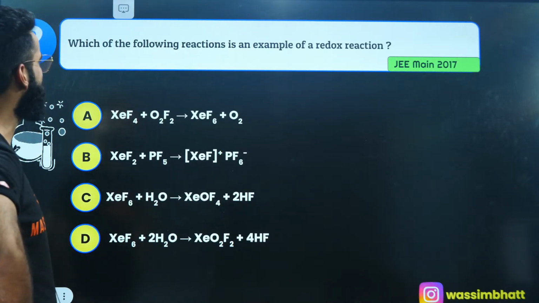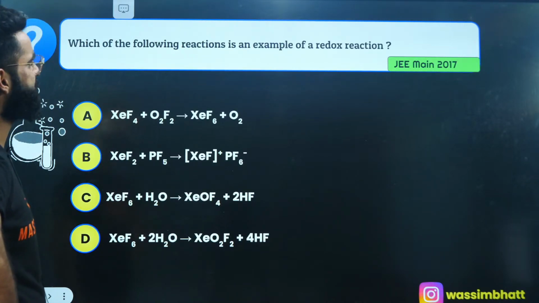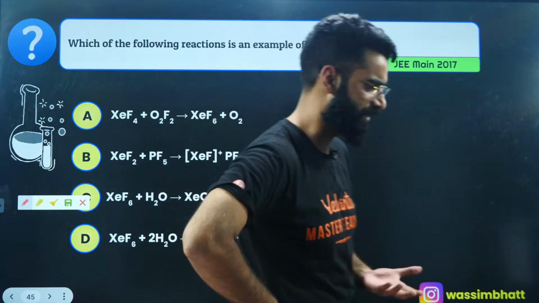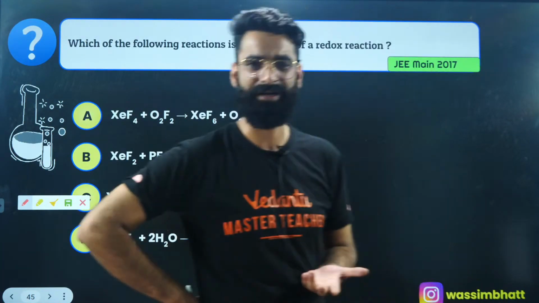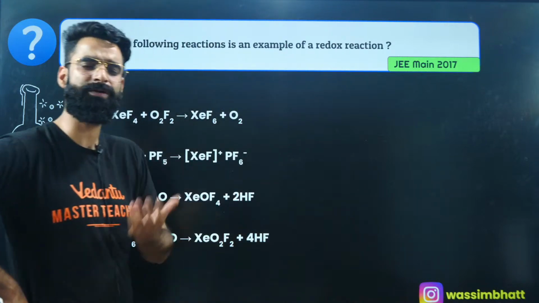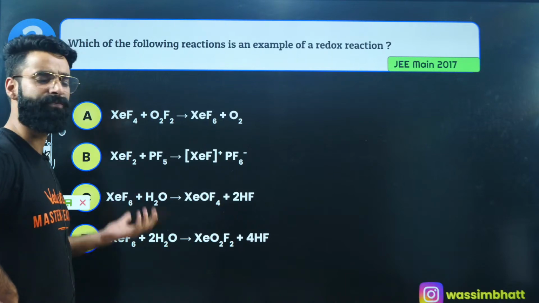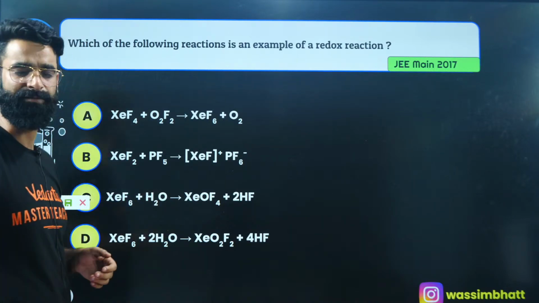Okay, JEE Mains 2017. Which of the following is an example of redox reaction? What is a redox reaction? Any reaction in which oxidation and reduction take place simultaneously, right? You are simply supposed to see in which of the following oxidation and reduction are taking place simultaneously.